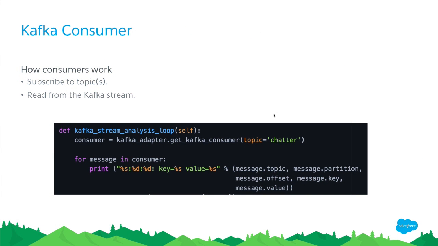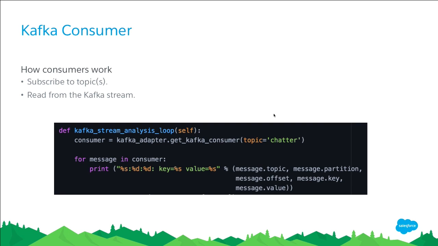Now we have separate consumers as well. And this is even simpler. The way consumers work is that they subscribe to topics. So you can see here that my consumer is subscribing to the chatter topic. And then all it does is it iterates, like for message in consumer, iterating over all of the messages that are being sent to the chatter topic. So this is an indefinite loop. It just keeps on looping. If there's no data being written in, it just waits until some data is written to this chatter topic.